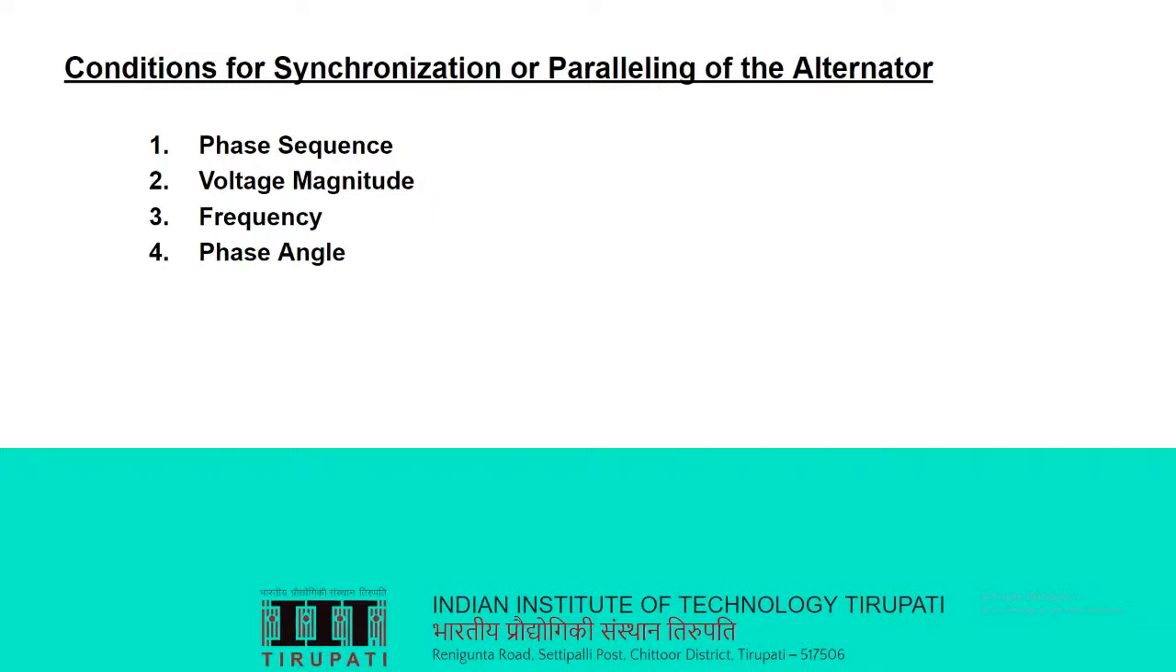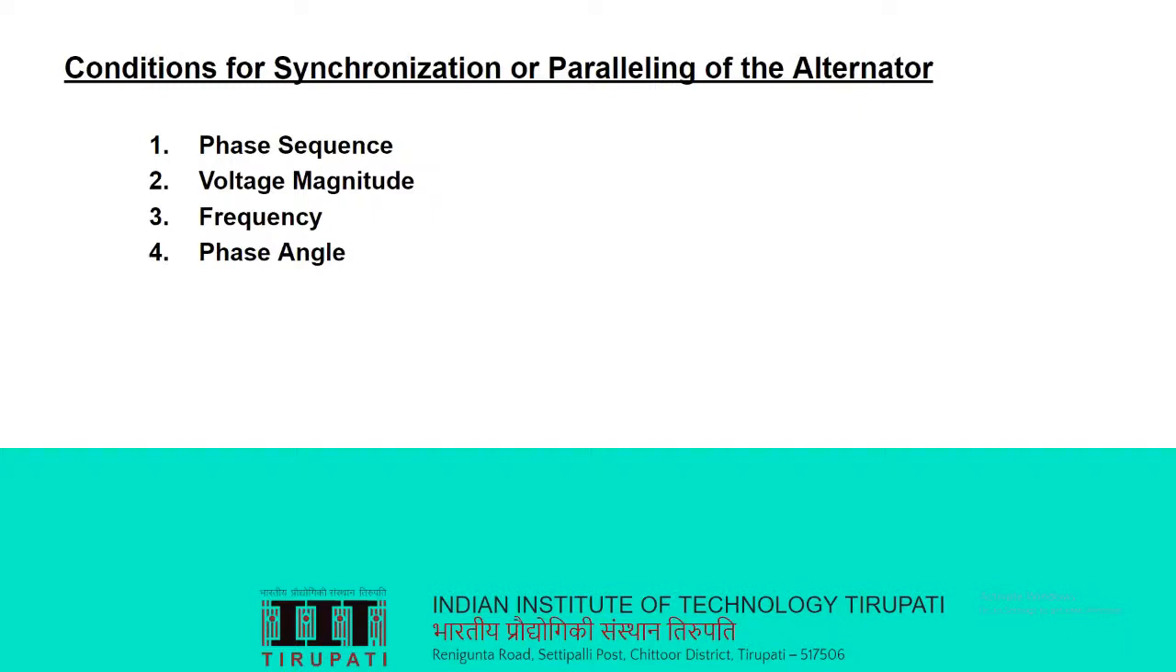First one is phase sequence. The phase sequence of the three phases of the alternator which is being connected to the power system bus must be the same as the phase sequence of the three phases of the busbar or electrical grid.